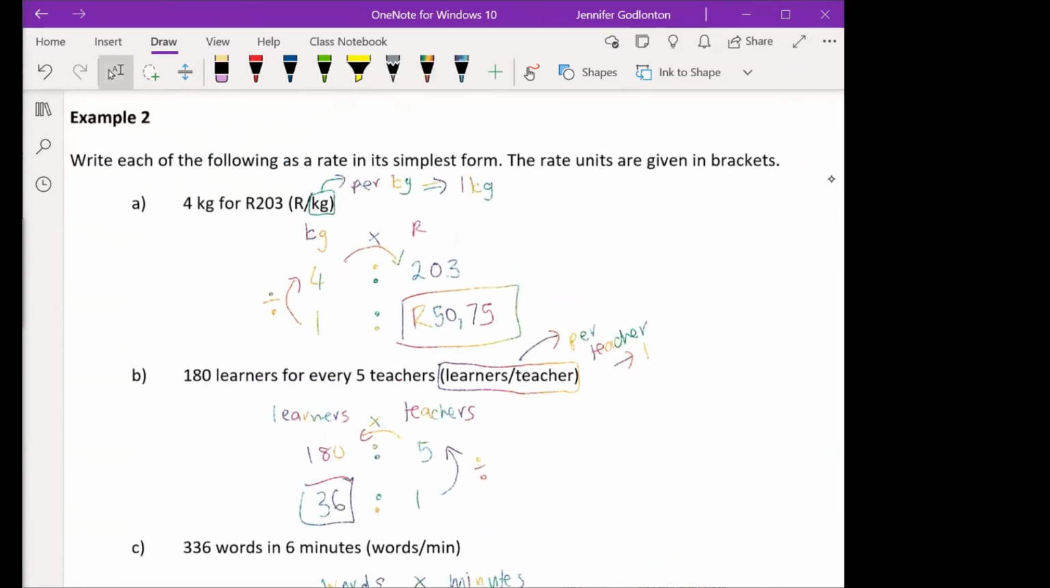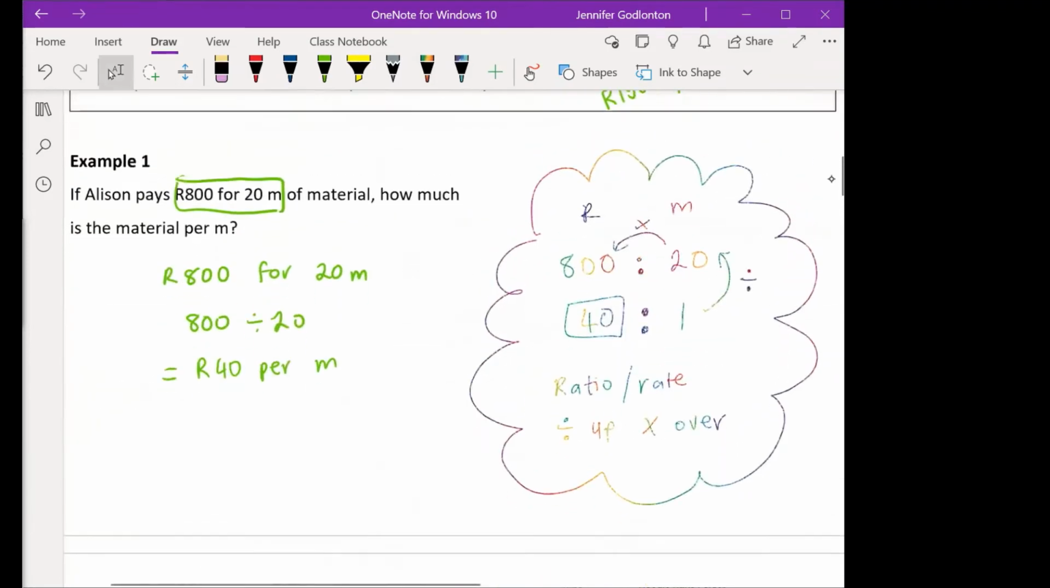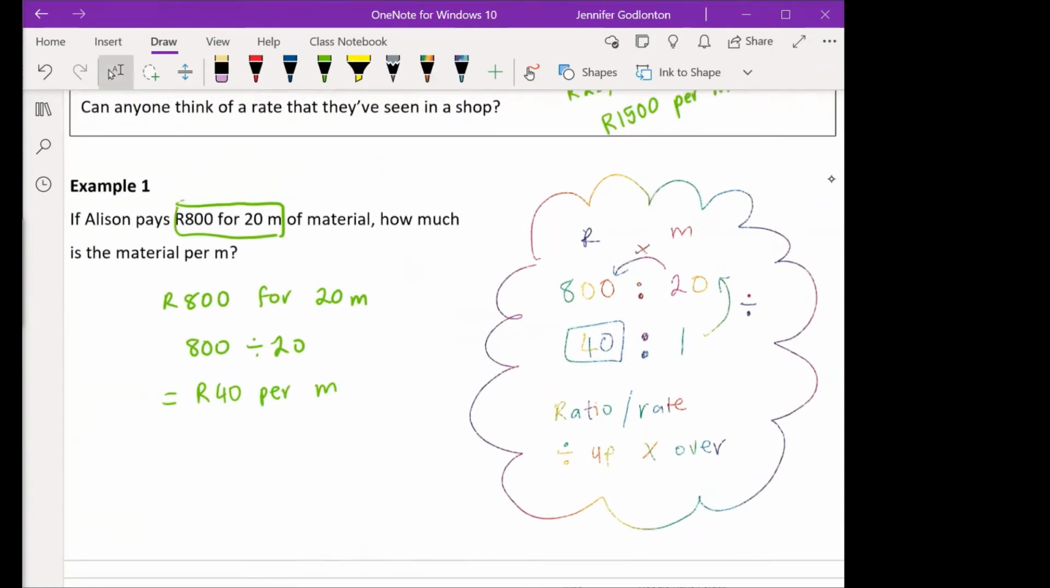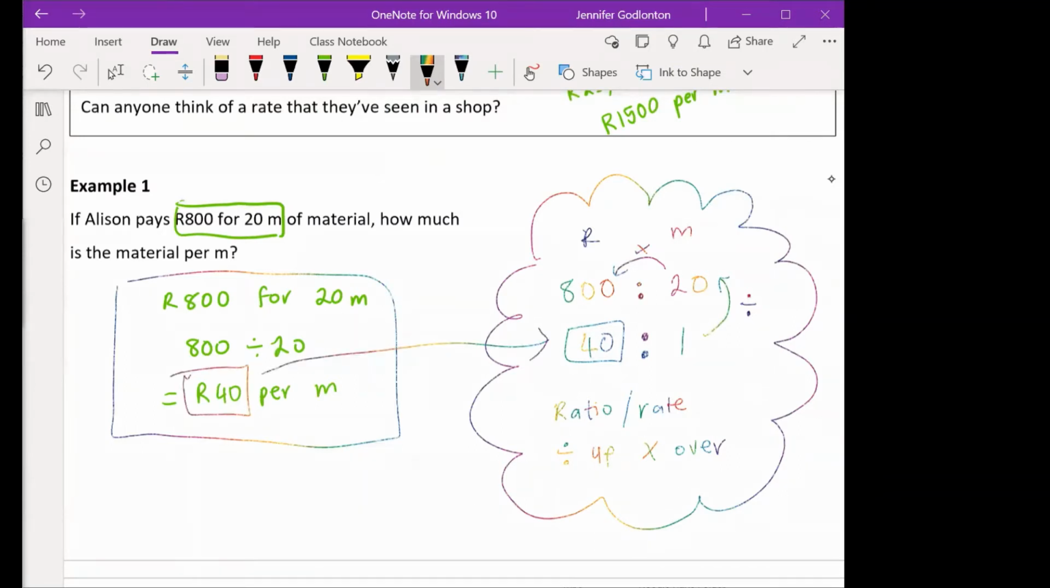So for A, it gets a little bit nasty for some of them. A is an example of where it's a little bit easier to do a method like this, but it absolutely is what you're saying. If we have a look at this very first question we did, what we did there was what you were saying. We took the 800 and we divided it by 20, and we got this 40 Rand, and it's exactly the same as that 40 Rand there. So it's just two different ways of doing the same question.